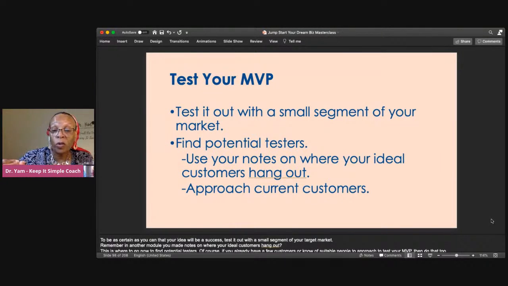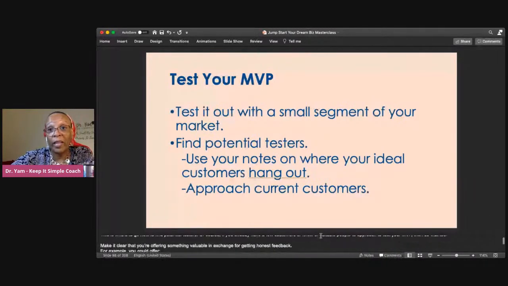So you want to use the notes about where your ideal customer is hanging out, and then you want to be able to approach those current customers that you have, test them out, and get that feedback. That's how you're going to be able to make sure that what you're selling is meeting the demands that are out there, and that you can then scale it and make more money.